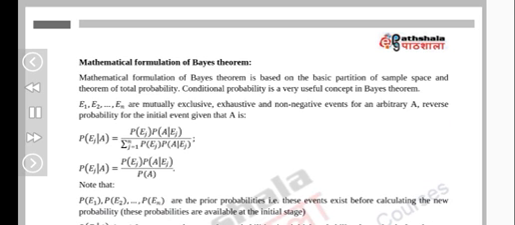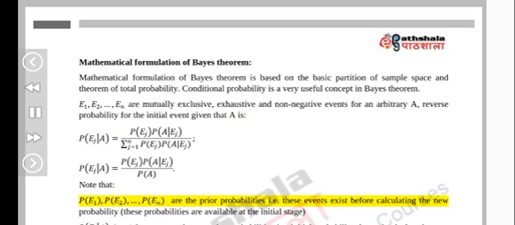Mathematical formulation of Bayes' theorem. The mathematical formulation of Bayes' theorem is based on the basic partition of sample space and the theorem of total probability. Conditional probability is a very useful concept in Bayes' theorem. E1, E2, ..., En are mutually exclusive, exhaustive and non-negative events. For an arbitrary A, the reverse probability for the initial event Ej given A is P(Ej|A) equals P(Ej)P(A|Ej) divided by P(A), where P(A) is the summation over j equals 1 to n of P(Ej)P(A|Ej).